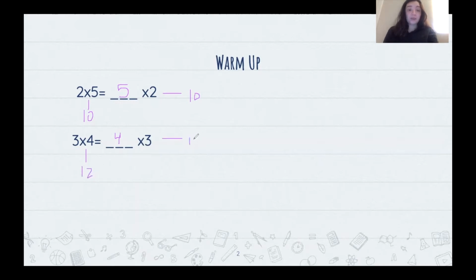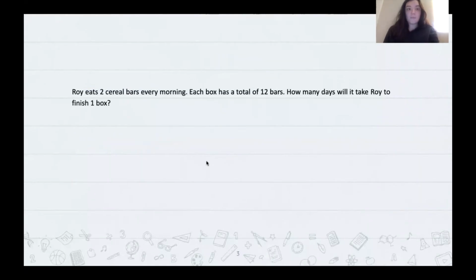And that is how we use the commutative property. Basically, we can just reverse those numbers. You can take 3 and switch its place, and they'll still equal the same thing. All right, so now we're going to move into word problems. The really cool thing about word problems is that they can be solved many different ways. So I'm going to go over a couple different strategies that you can use to solve word problems.